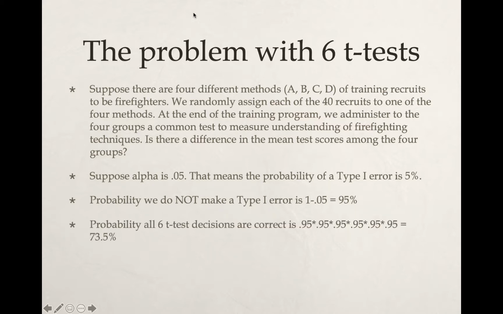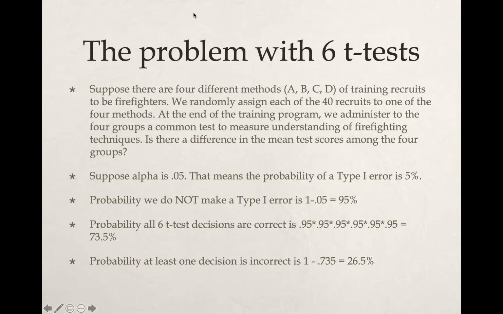All right, now what is the probability all 6 t-test decisions are correct? We use the multiplication rule from probability, so we multiply 0.95 by itself 6 times, and we get 73.5%. So once we run 6 of the tests, we no longer have a 95% chance of not making a type 1 error. Now we have a 73.5% chance of not making a type 1 error.